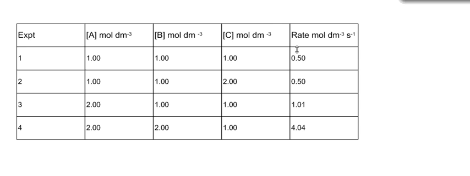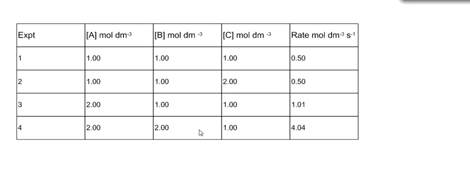Here's a set of results from an initial rates experiment. You can see that I've got the concentration, square brackets mean concentration, of A, B, C. I've got a rates column, so this is the rate when these concentrations were added together. This was the rate of reaction. And I've got a number of different experiments that I've done.